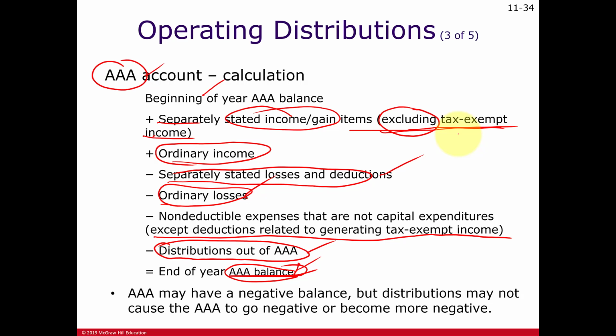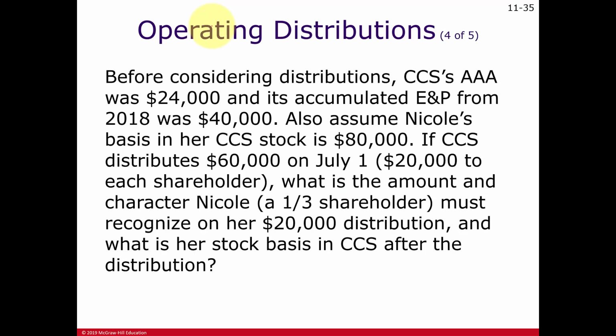Basis is a kind of difficult concept here because you have two sources of basis. One is the cost of the stock, the capital contribution, the purchase price of the stock, and the other is the amount of this AAA account. So if you're a 50% shareholder of the corporation, half of this AAA is part of your basis, again added to your capital contribution, and you can get that all tax-free from the corporation.